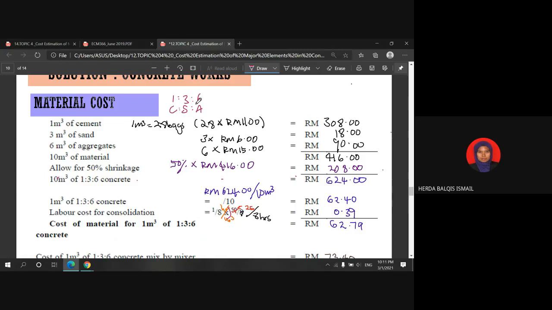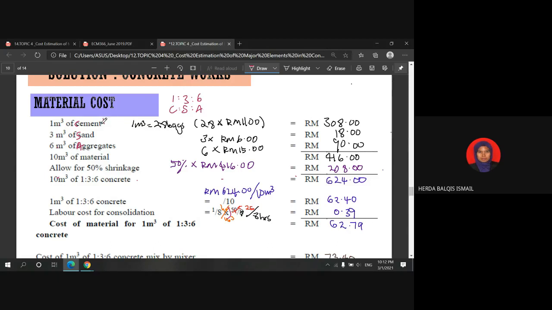Say that one portion, or 1 cubic meter, is for the cement. The second one, the 3 portions or 3 cubic meters, is for the sand, and 6 is for the aggregate. So we want to calculate the cost of each material. The price is given in the question.